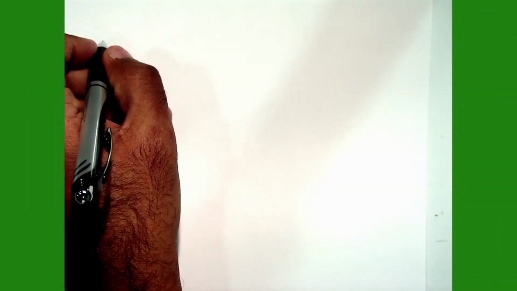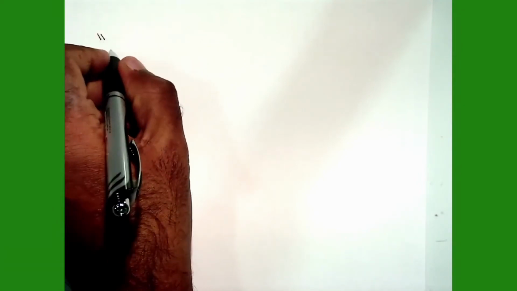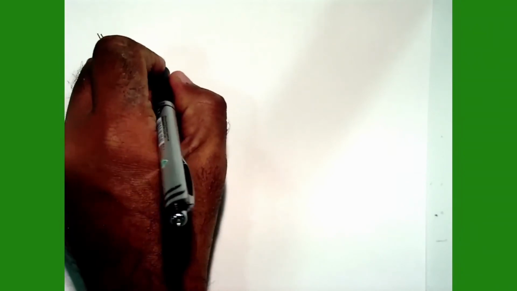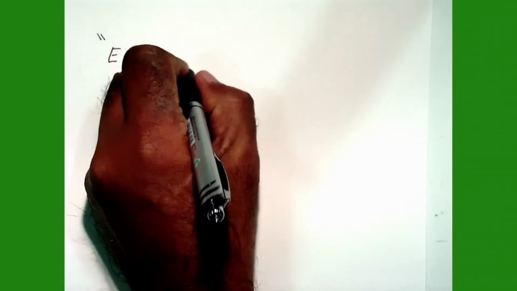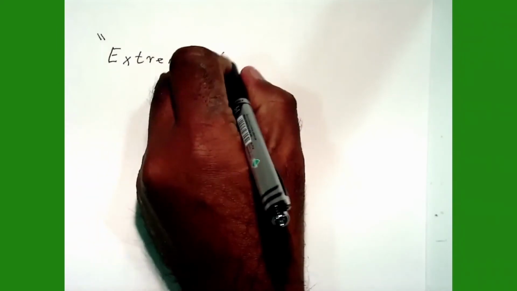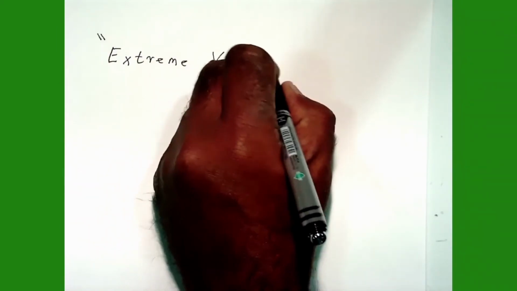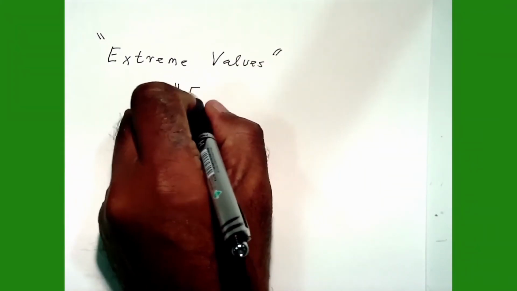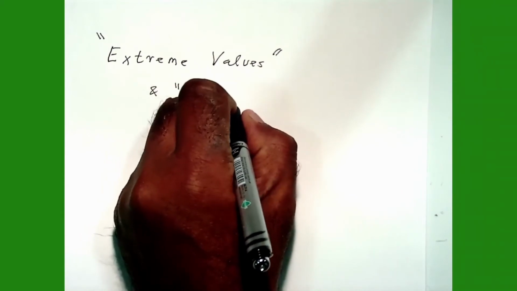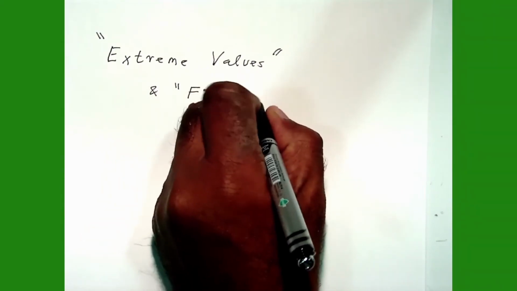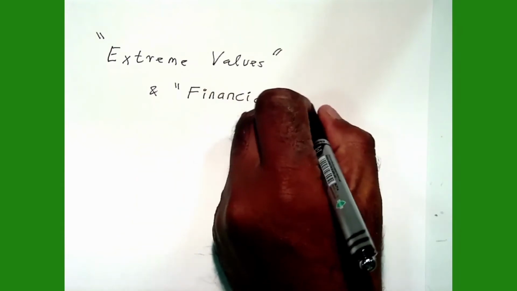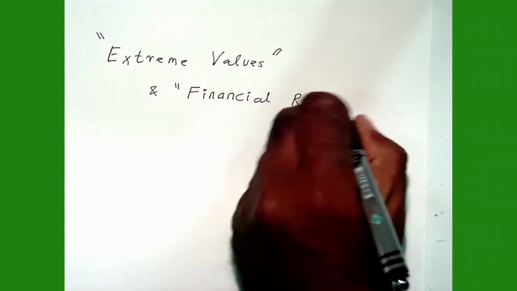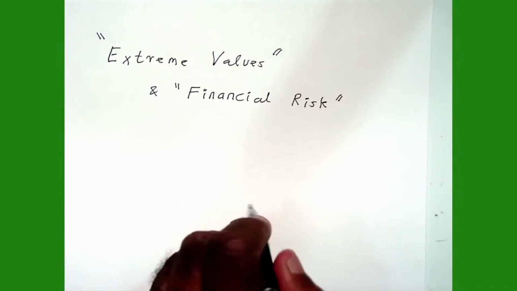In this video I will talk about motivation for this course. As you know, the title of this course has two phrases. The first phrase is extreme values. The second phrase is financial risk. And these two phrases are related to each other, of course.